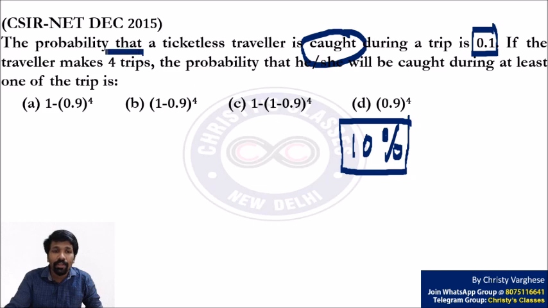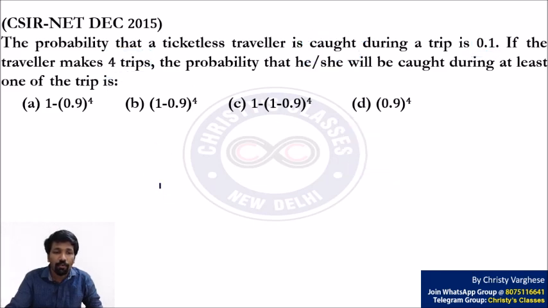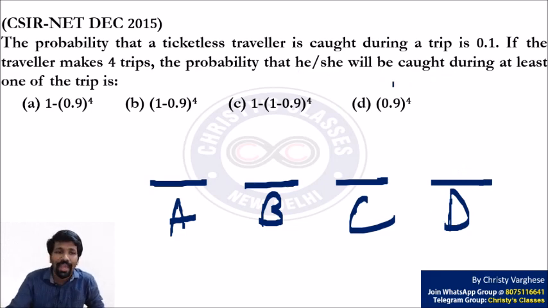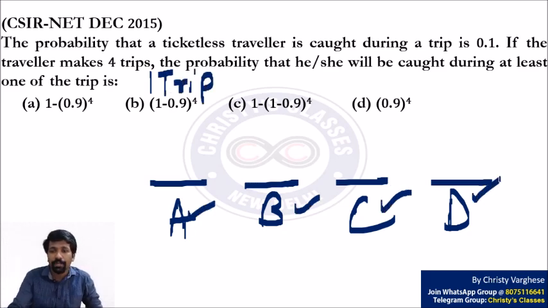So this traveler is making 4 different trips. I will call them trips A, B, C, D. The probability that he or she will be caught during at least one trip. Like the previous question, here also you have to be logical. At least one trip has 4 possibilities. It can be exactly one trip, that means A trip or B trip or C trip or D trip.